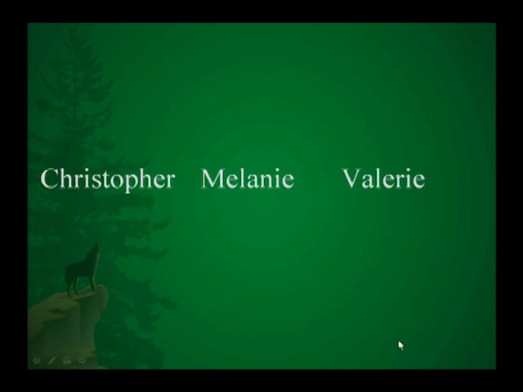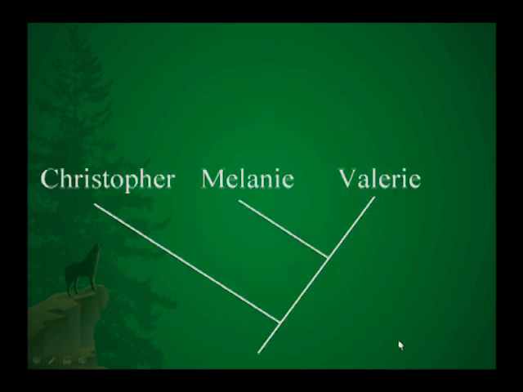So if you were building a family tree based on appearances, you'd say, gosh, Christopher and Melanie look like they're brother and sister, and Valerie must be a more distant relative. Maybe she's a cousin or something like that. But of course, that would not accurately reflect the family relationship. There you're grouping according to appearance, but appearance is not necessarily telling you the relationships. Because the actual genetic relationship would be that Melanie and Valerie should be grouped together.